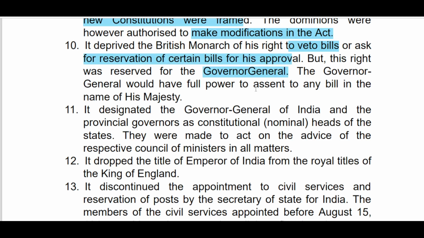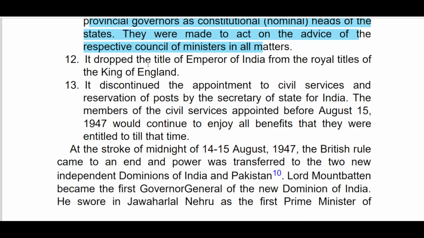But this right was reserved for the Governor General. The Governor General would have full power to assent to any bill in the name of His Majesty. It designated the Governor General of India and the provincial governors as constitutional heads of the states. They were made to act on the advice of the respective Council of Ministers in all matters. It dropped the title of Emperor of India from the royal titles of the King of England.